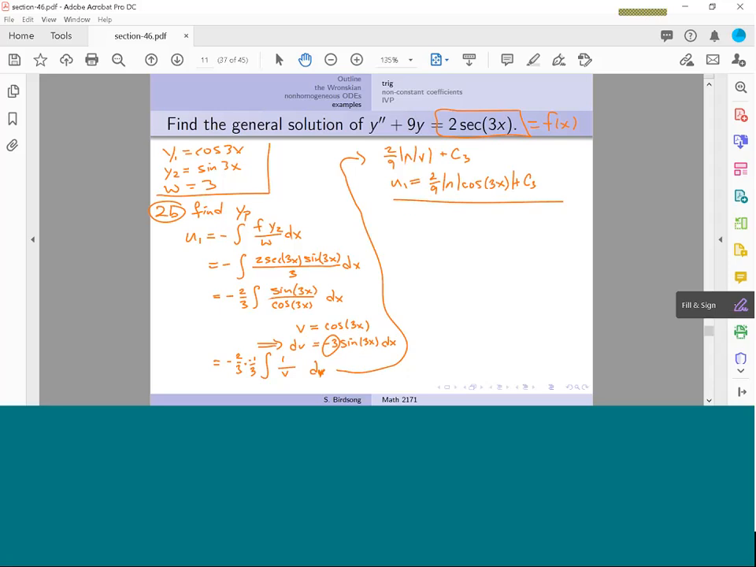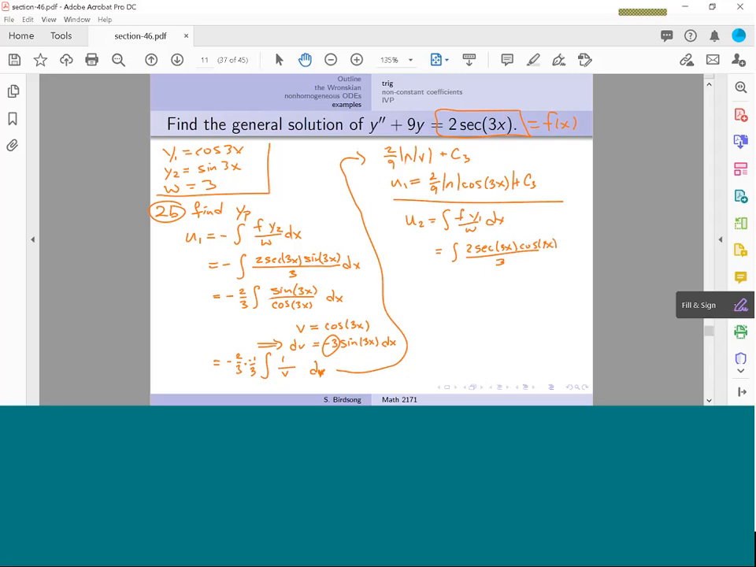So writing out the formula for U2, don't put a negative out front. This would be the integral of f times y1 all over the Wronskian. Notice the only thing that's going to change in your integral is we're not going to pull y2, which was sine. We're going to pull y1, which is cosine. Not going to lie, this one's the easier of the two. The non-homogeneous part is 2 secant of 3x. The Wronskian's still 3. And now y1 is cosine of 3x.